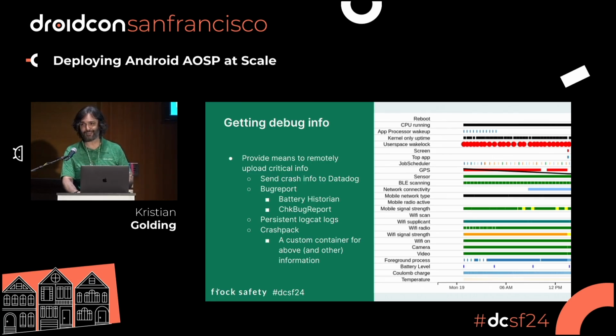I know it's been deprecated, but I do love being able to grab this pack from a remote device and get graphs like this to tell me exactly what the device is doing in high detail. We can run it through other tools like Check Bug Report, which is a Sony tool. Persistent logcat logs we have, so we can get previous reboot cycle information from the device as well.